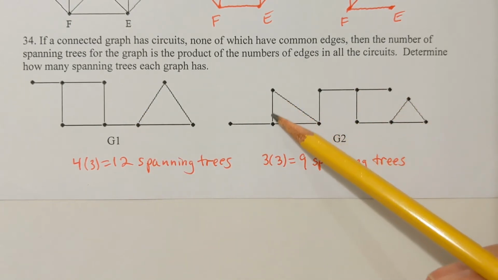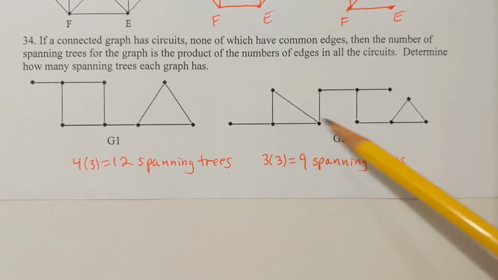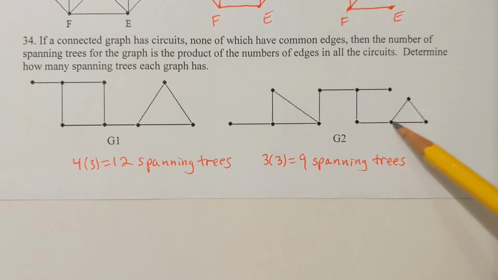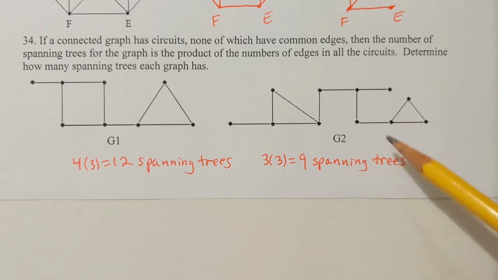For this one, here's 3 edges, and here's another one with 3 edges, so 3 times 3 is 9 spanning trees that would be possible for this graph.